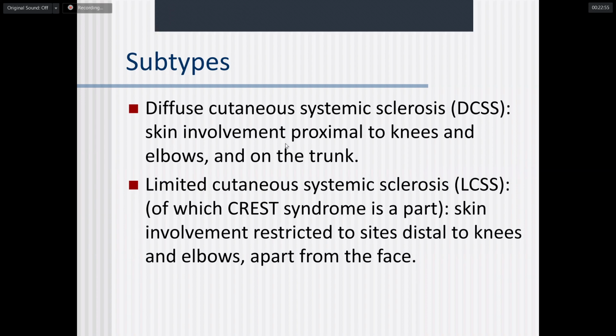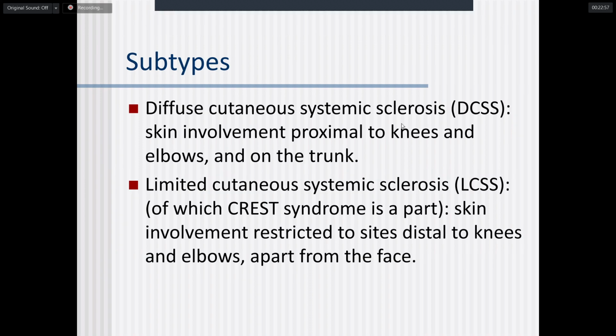The one with diffuse cutaneous systemic sclerosis is proximal to the knees and the elbows because the area is bigger than the area distal to the knees and the elbows. That's why we call this diffuse cutaneous systemic sclerosis and this one limited cutaneous systemic sclerosis.